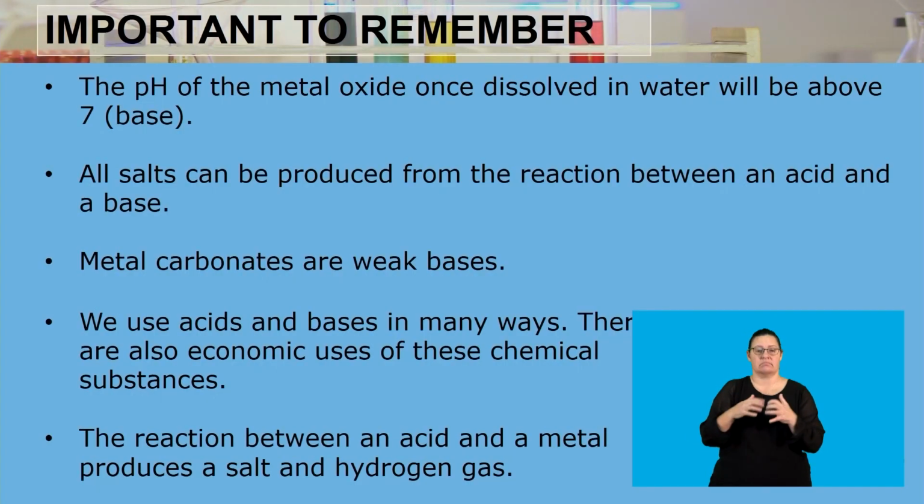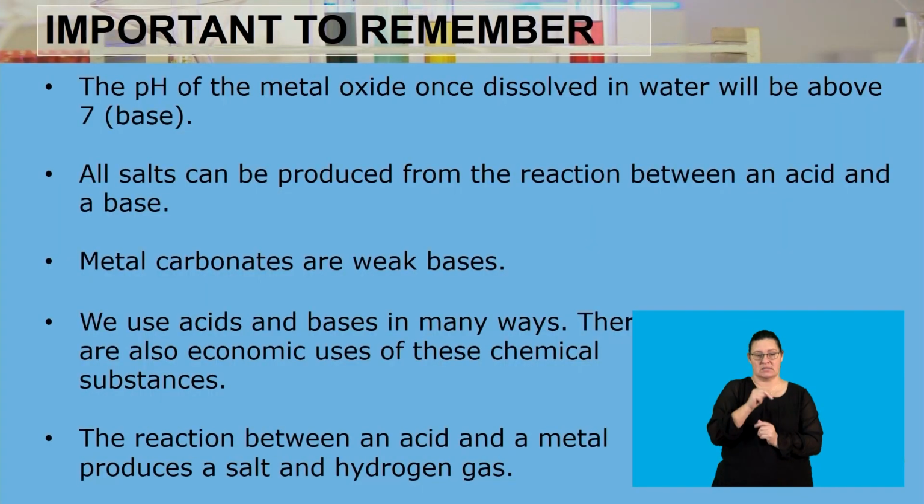Now, all salts can be produced from the reaction between an acid and a base. So whenever an acid reacts with a base, the products will be salt, water, and probably something else if the base was a metal carbonate. Then metal carbonates are weak bases. So when metal carbonates react with an acid, we form 3 products: salt, water, and carbon dioxide.